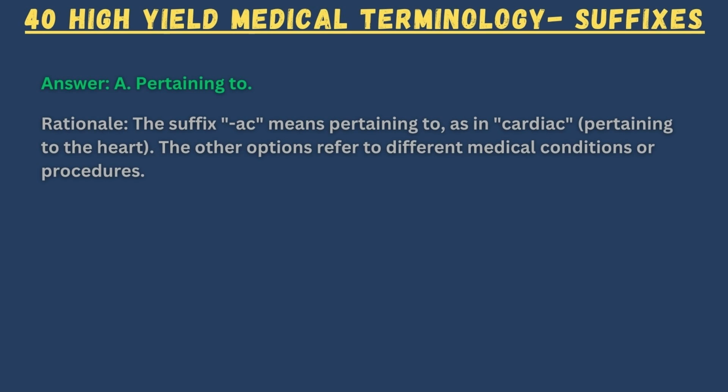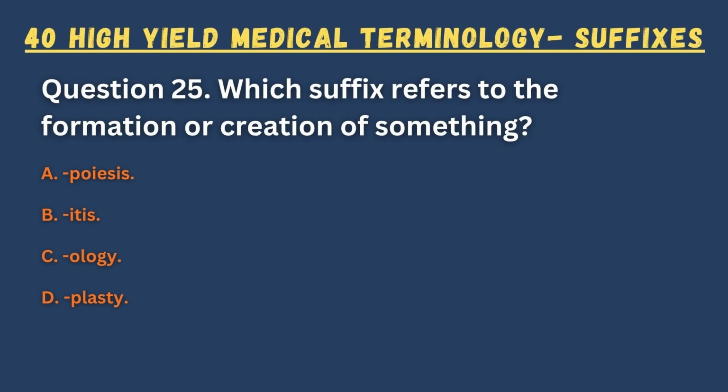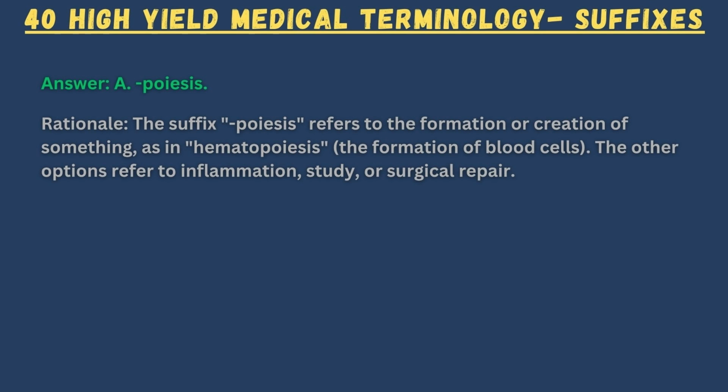Pertaining to. Rationale: the suffix AC means pertaining to, as in cardiac, pertaining to the heart. The other options refer to different medical conditions or procedures. Question 25. Which suffix refers to the formation or creation of something? A. Poiesis. B. Itis. C. Ology. D. Plasty. Answer: A.